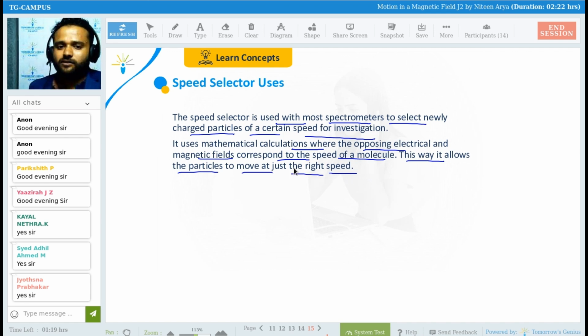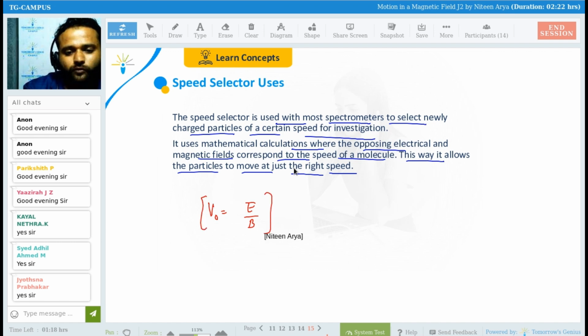Means what are the uses of the speed selector? Whenever we try to invent new particles, we need to give a certain velocity, and just by providing that much electric field as well as magnetic field, because for any particular velocity selector we have v naught equals E by B, we don't need to worry about charge, we don't need to worry about the mass of the charged particle, we are just altering the fields.